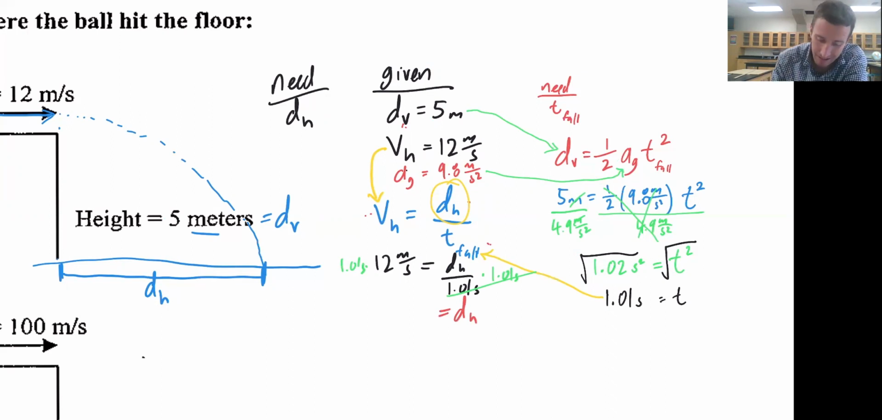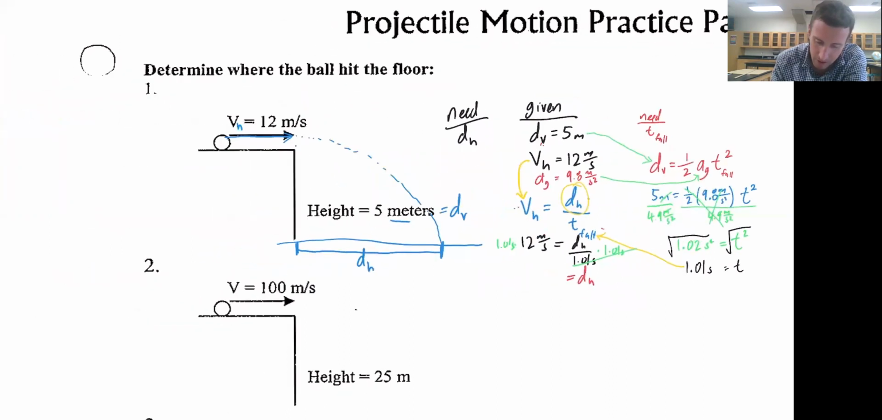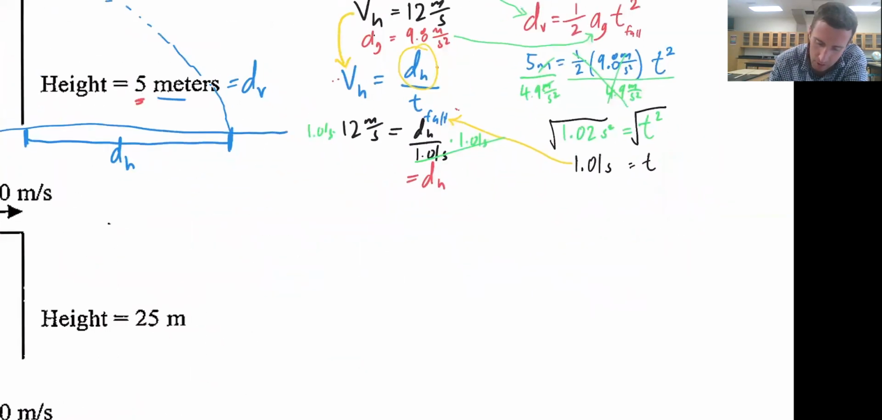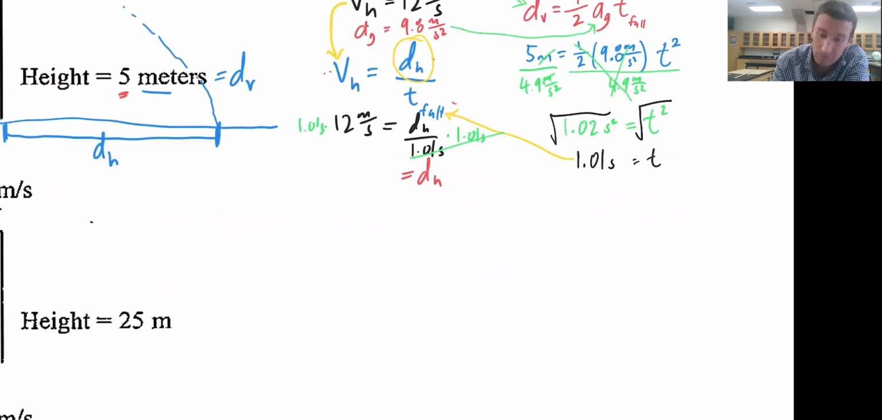But in this case, my numbers were given to me in 2 digits. 12, 5 is only 1 digit. So I'm just going to give my answer in 2 digits. 12.12 is equivalent to 12 meters. And that is my final answer.